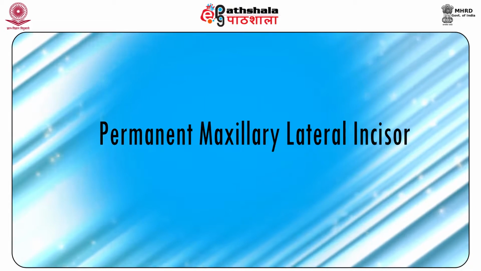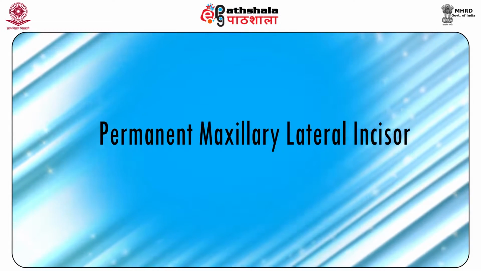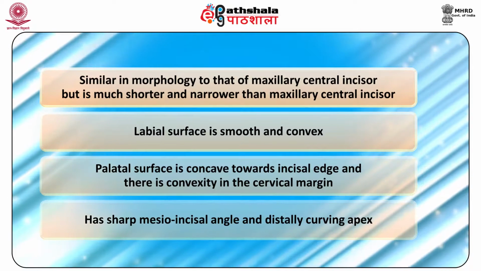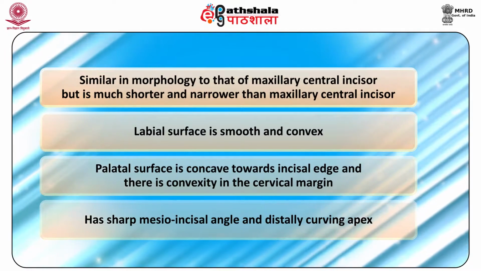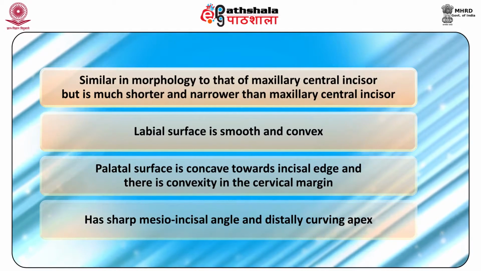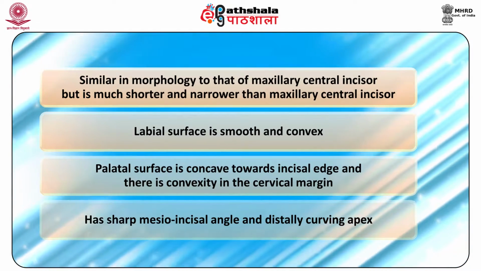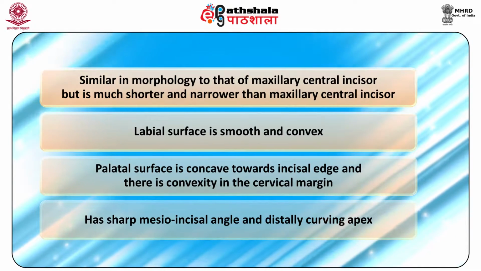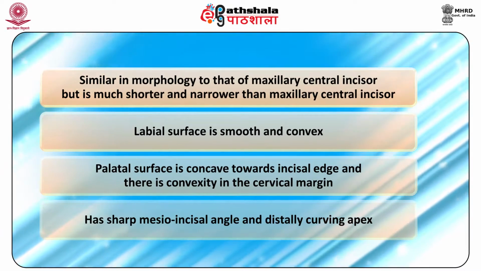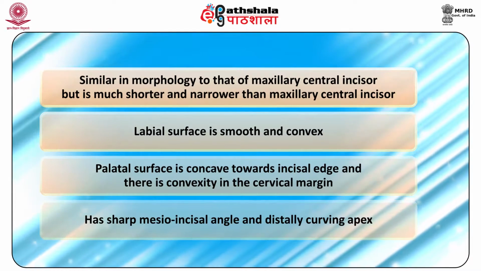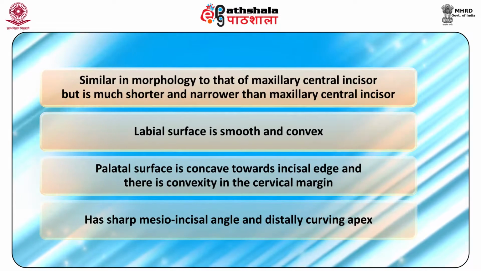The permanent maxillary lateral incisor. This tooth is similar in morphology to that of the maxillary central incisor, but is much shorter and narrower than the maxillary central incisor. The labial surface is smooth and convex. The palatal surface is concave towards the incisal edge and there is convexity in the cervical margin. It has a sharp mesioincisal angle and distally curving apex.